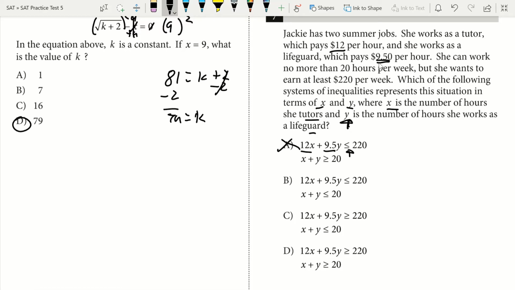This one says less than, so that one's out. This one says less than, so it's out because it says that she wants to earn at least $220. So these two are in because they each have that, and then x plus y has to be less than 20 because she doesn't want to work more than 20 hours. So our answer is going to be C.